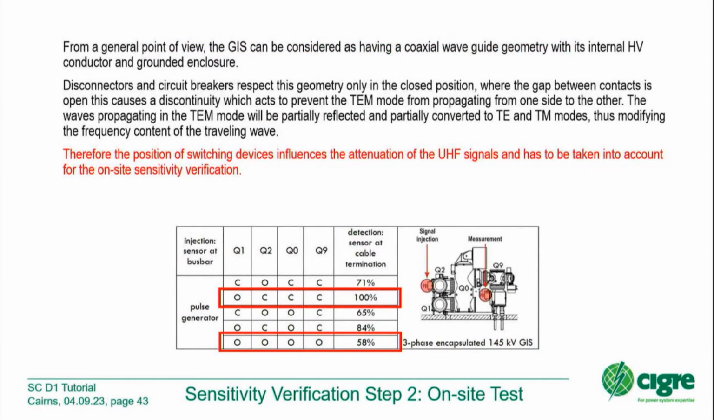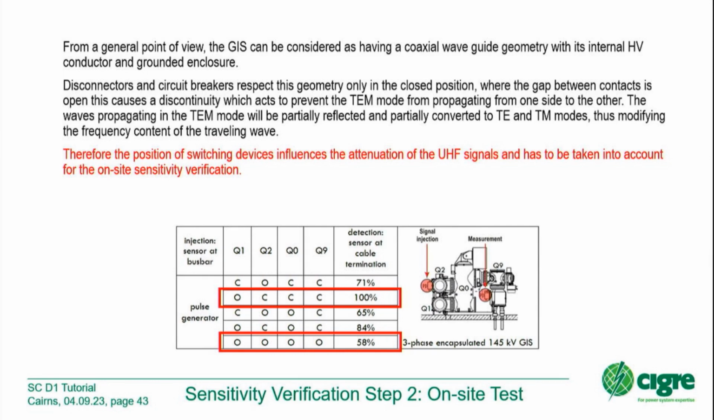Also, the switching position of the switching devices has an impact on the UHF signal. That means on the result of sensitivity step 2. It's a very simple GIS: busbar, circuit breaker, cable termination. You see one coupler at the busbar, one at the cable termination. And here we have the switching positions of Q1, Q2, Q0, and Q9.